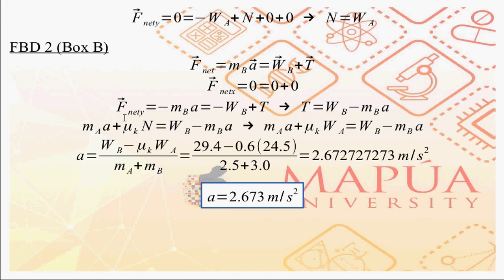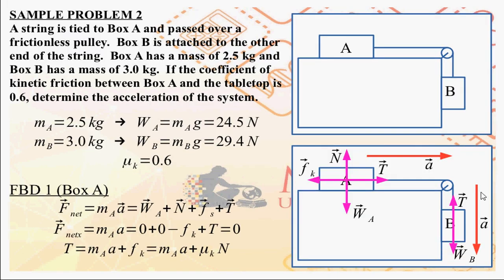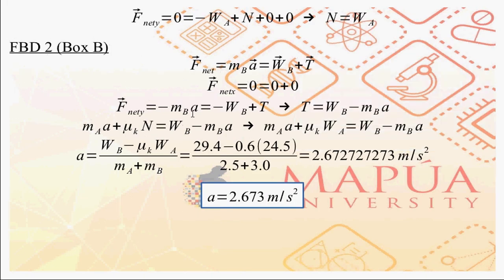The y component of F net is F net y. The y component of acceleration is vertical, negative direction, so negative mB a. Weight is negative direction. Tension is positive direction. Isolating tension, we have T is equal to weight B minus mB a.